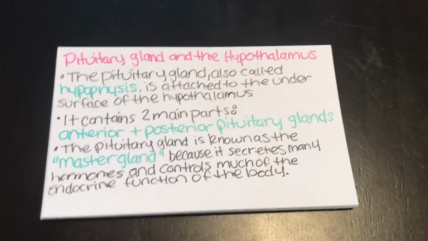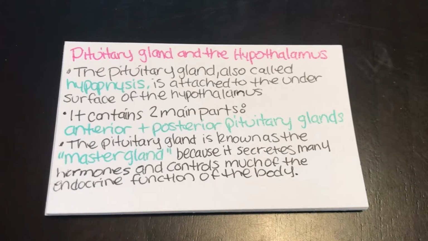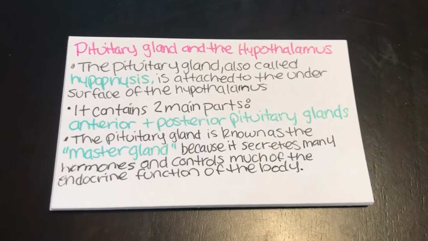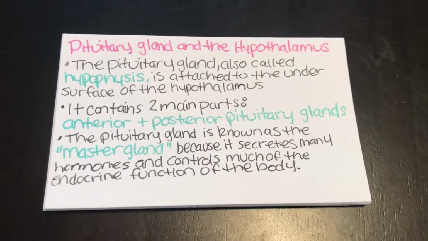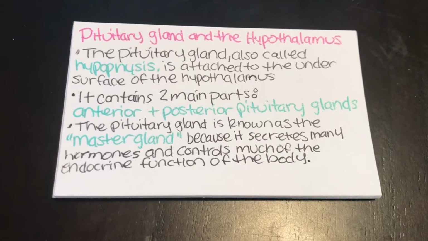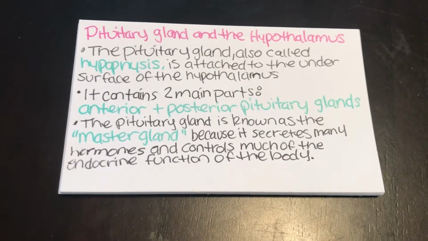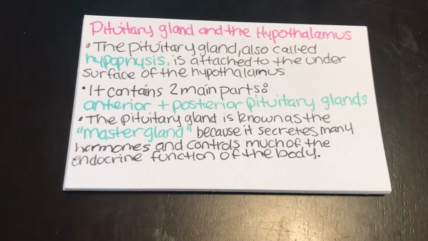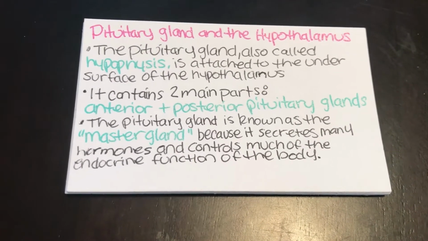So let's talk about the pituitary gland and the hypothalamus. The pituitary gland, also called hypophysis, is attached to the undersurface of the hypothalamus. It contains two main parts, the anterior and posterior pituitary glands. The pituitary gland is known as the master gland because it secretes many hormones and controls much of the endocrine function of the body.